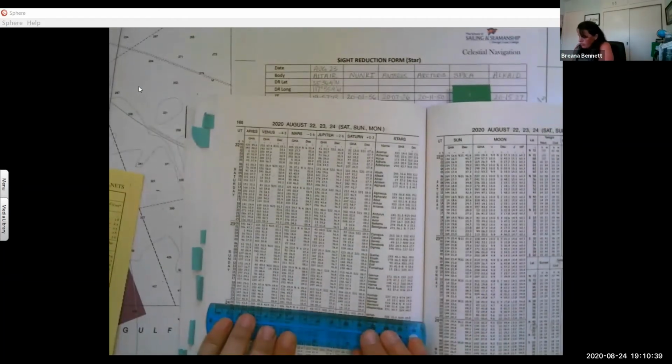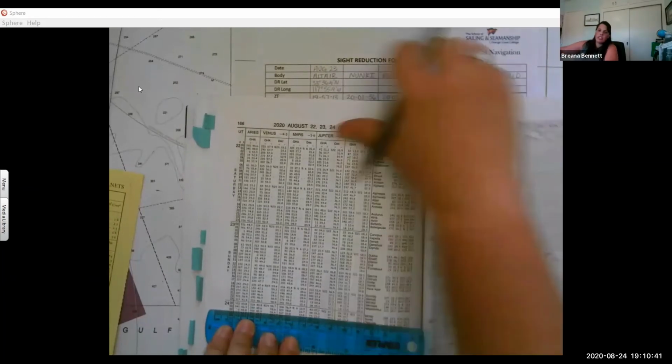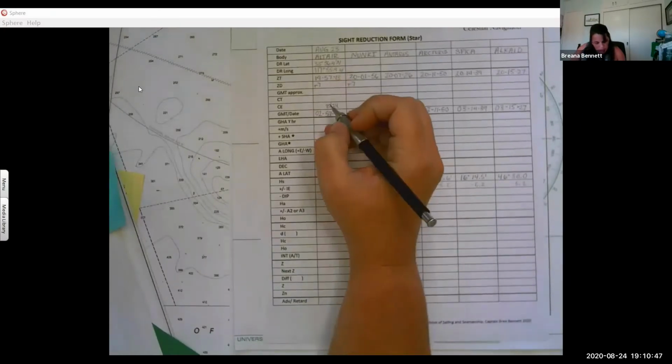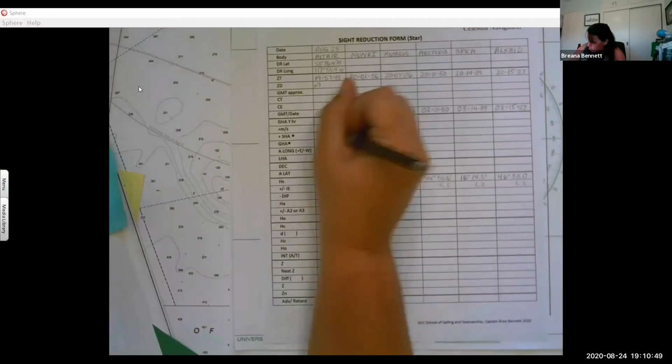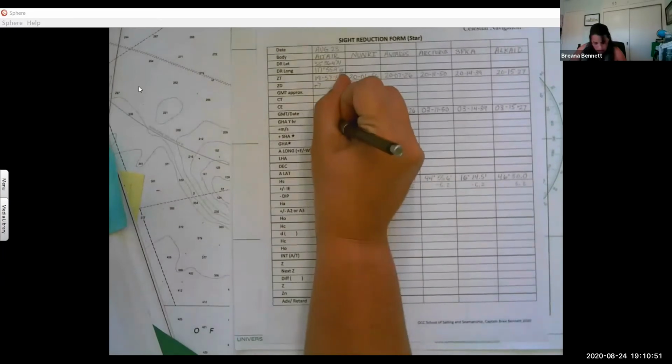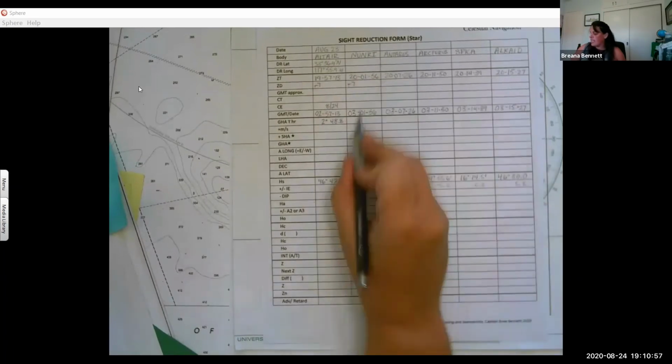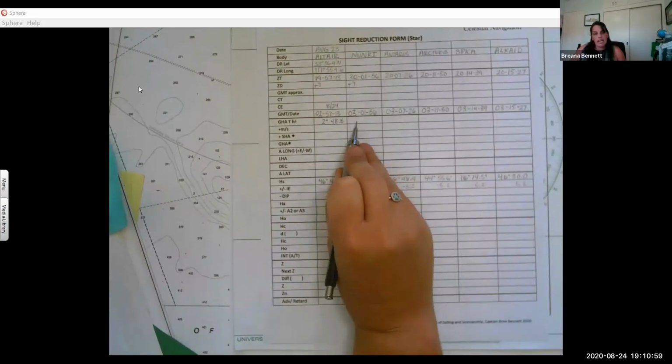We have the 24th at 02. Our GHA of Aries is, where is it up here? 2 degrees, 48.8. And then for the next, we're going to go down an hour to the 3 o'clock hour.